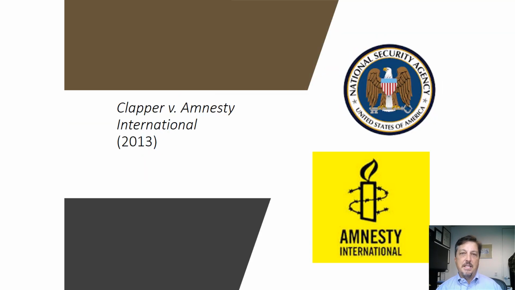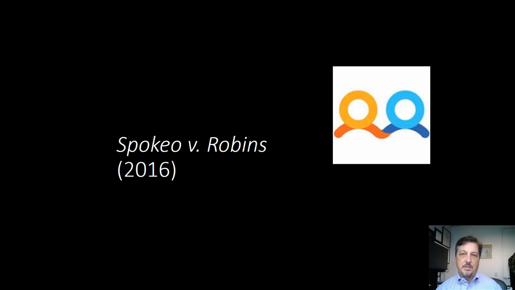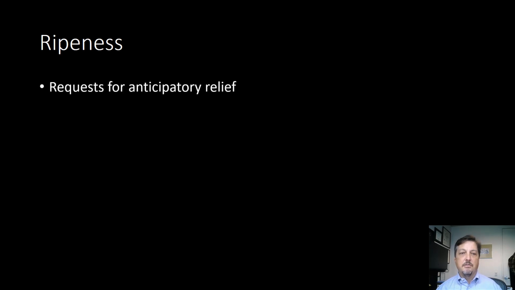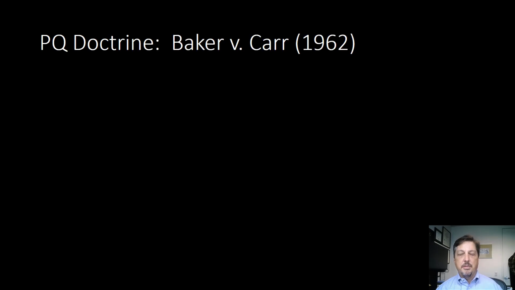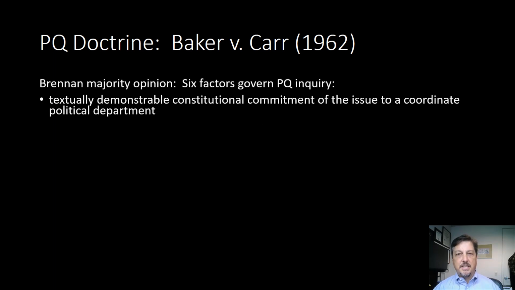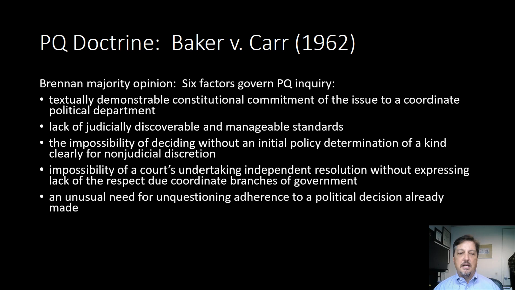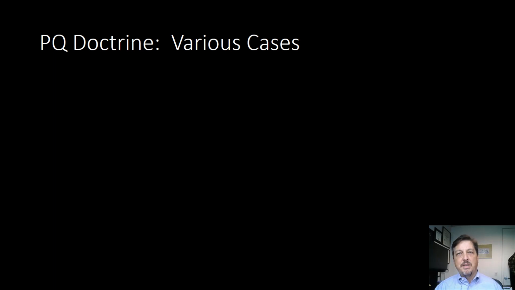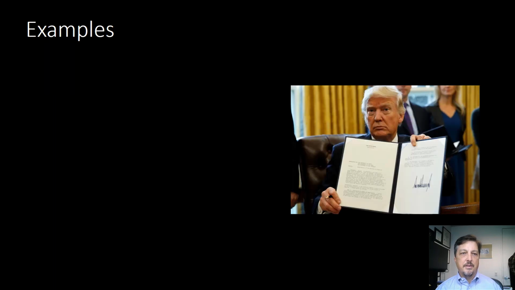We looked at how the standing doctrine played out in some specific factual settings in the Lujan case, Mass v. EPA, and the Clapper case, as well as in the Spokeo case. We also talked about the doctrines of mootness and ripeness, and the political question doctrine. In the political question doctrine, we noted the six-factor analysis in Baker v. Carr. And we also very briefly went through various cases that you can find in the slides and in the book in which the political question doctrine played out in one context or another.